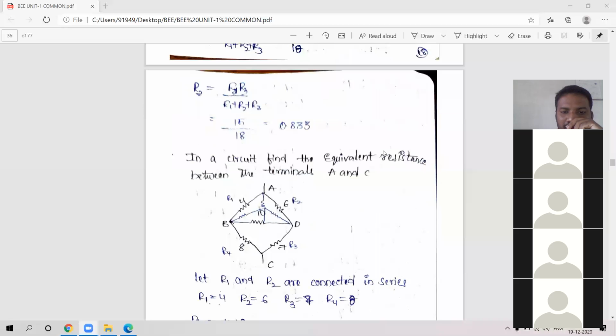I will go with the next problem. Here inside, there is no star connection, only this one. I will redraw the circuit. All of you redraw. Write down: in the circuit shown in the following figure, find the equivalent resistance between A and C.